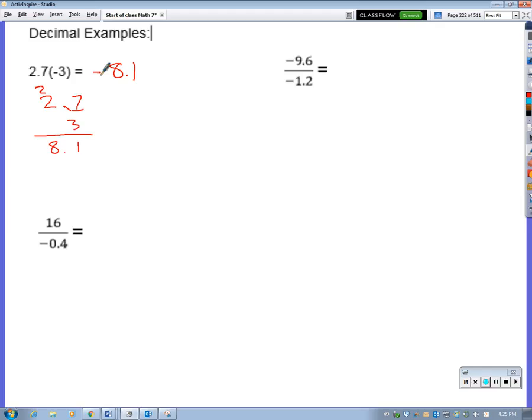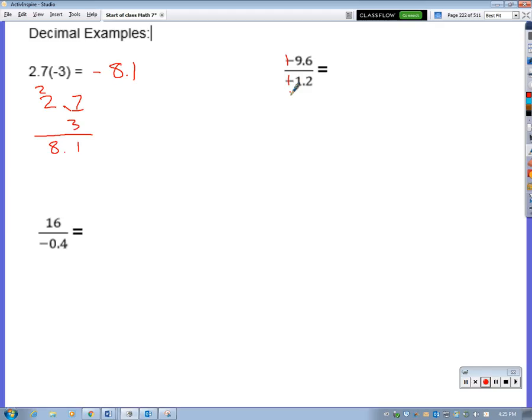Alright, next problem. Negative 9.6 divided by negative 1.2. Okay, again, I've got two annoying opposite day kids trying to play together, and they can't, and they're going to fight to the death and cancel each other out. So I'm going to just change those into positives just to get rid of them right up front.